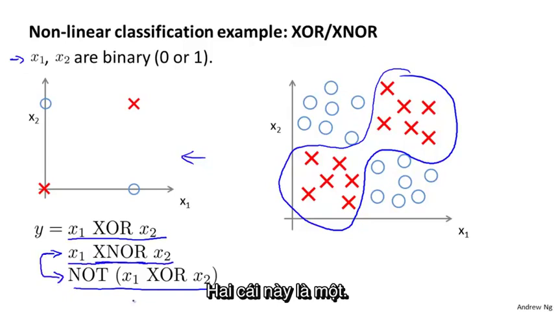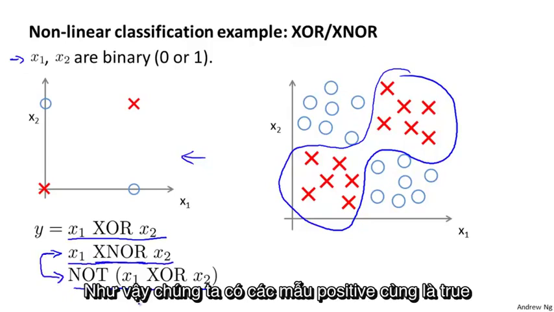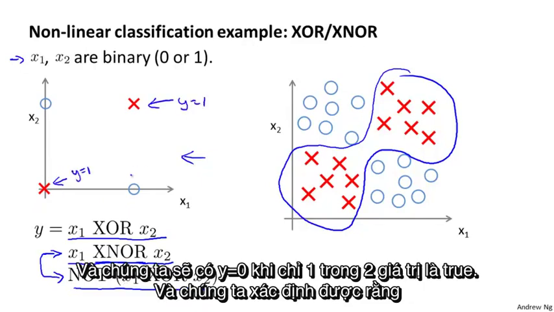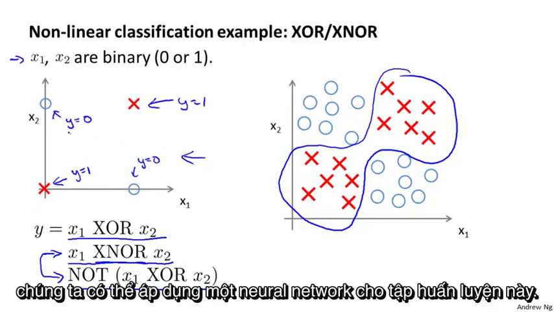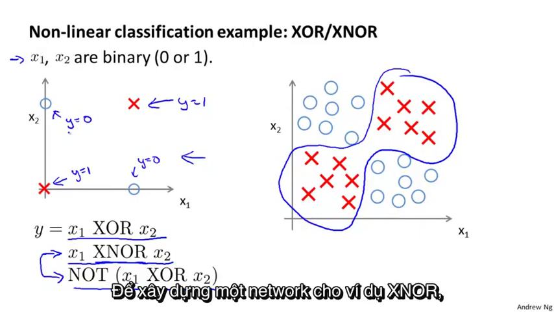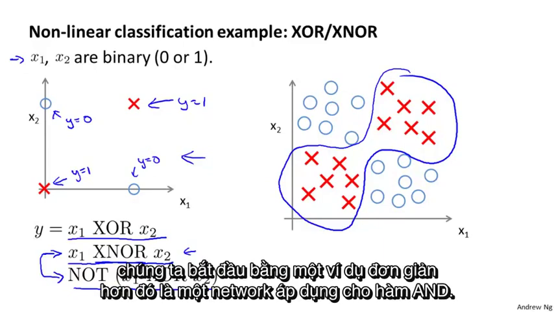It means NOT (x1 XOR x2), and so we're going to have positive examples, y equals 1, if both are true or both are false, and we're going to have y equals 0 if only one of them is true. And we want to figure out if we can get a neural network to fit this sort of training set. In order to build up to a network that fits the XNOR example, we're going to start with a slightly simpler one and show a network that fits the AND function.